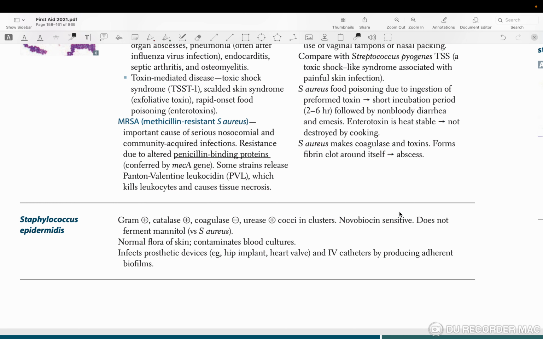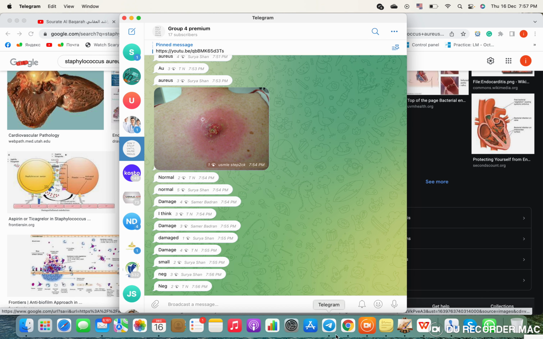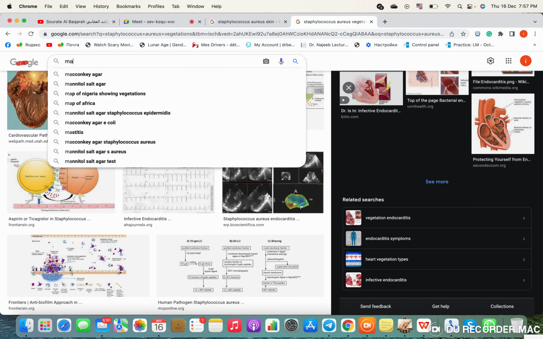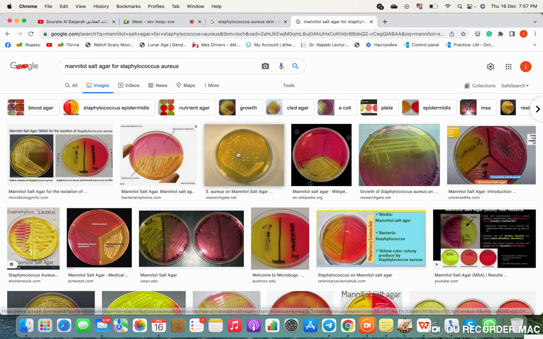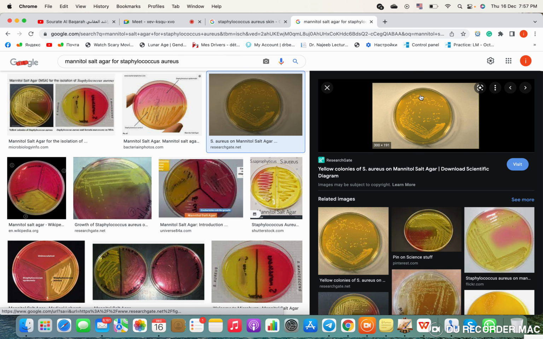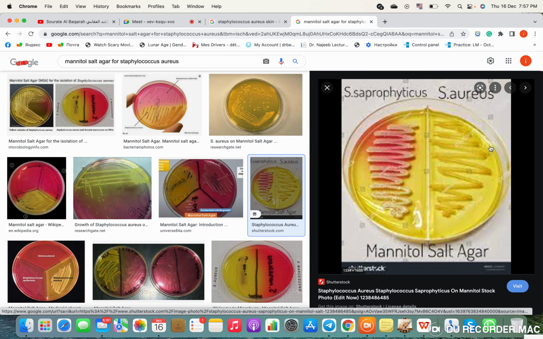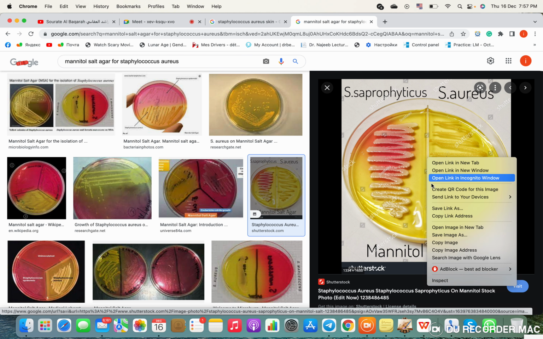It's novobiocin sensitive and does not ferment mannitol, versus Staph aureus. Staph aureus, mannitol, what is that? Mannitol is a test you can do on mannitol salt agar. Staph aureus will turn it yellow, yellow, yellow. A yellow color is a positive test. So this is Staph aureus. It's yellow, so that's a positive test.